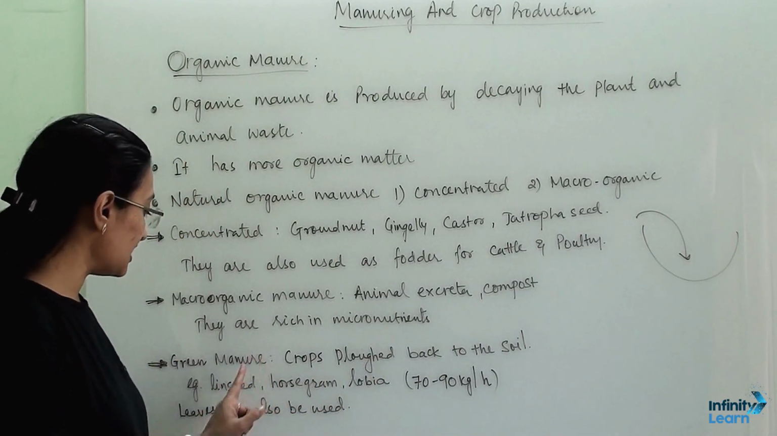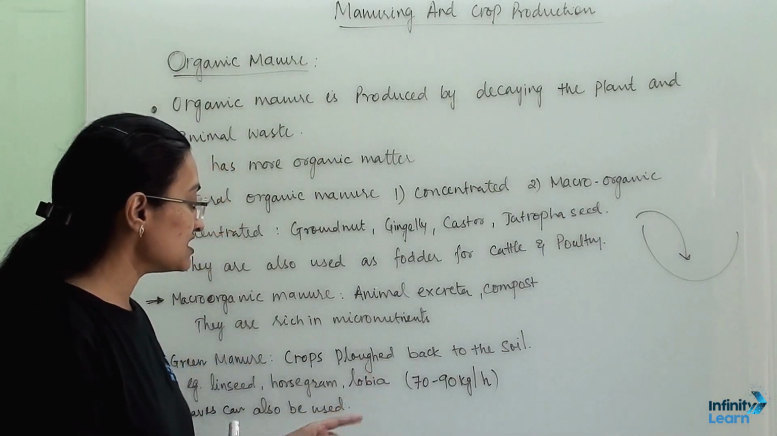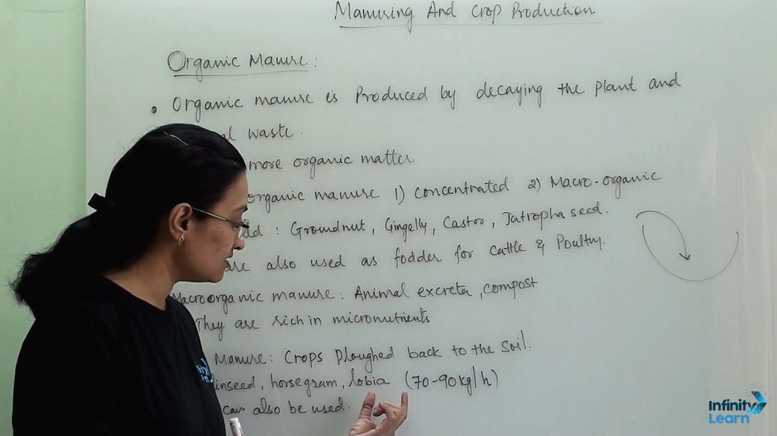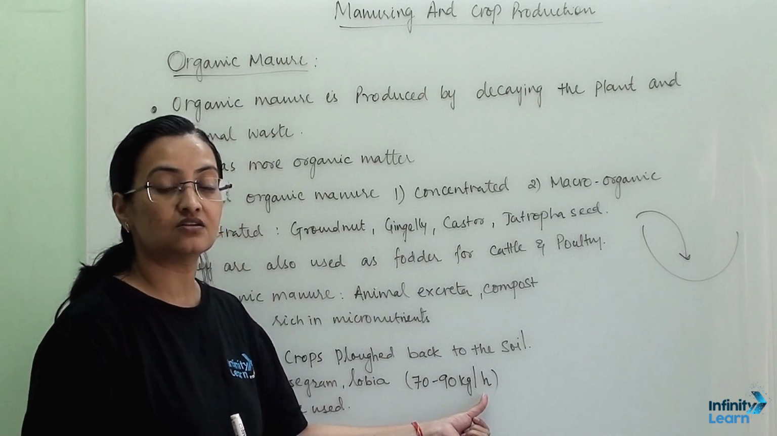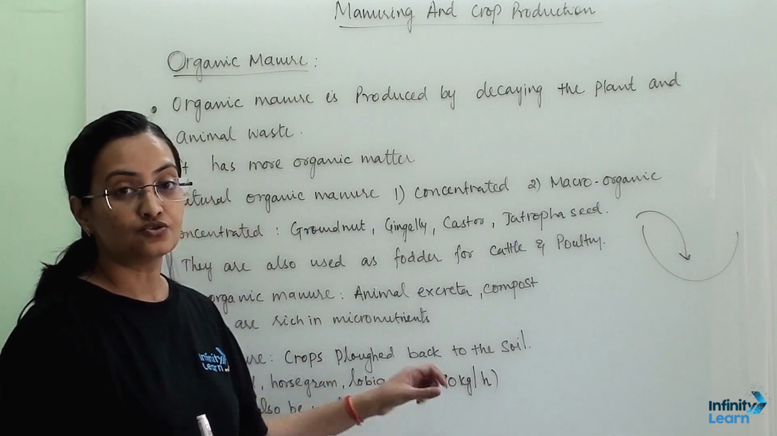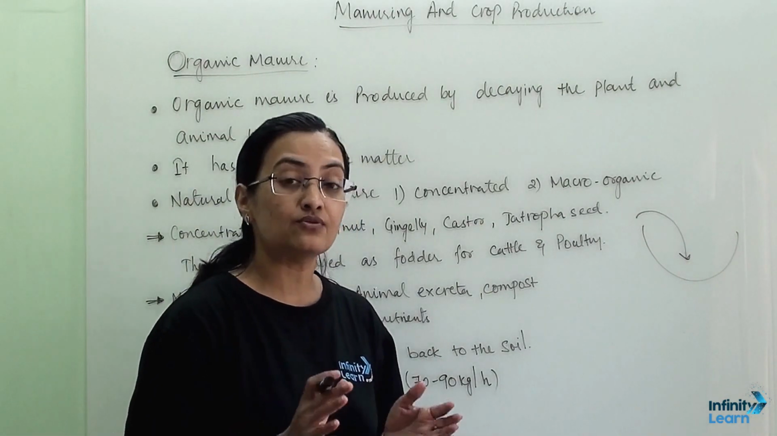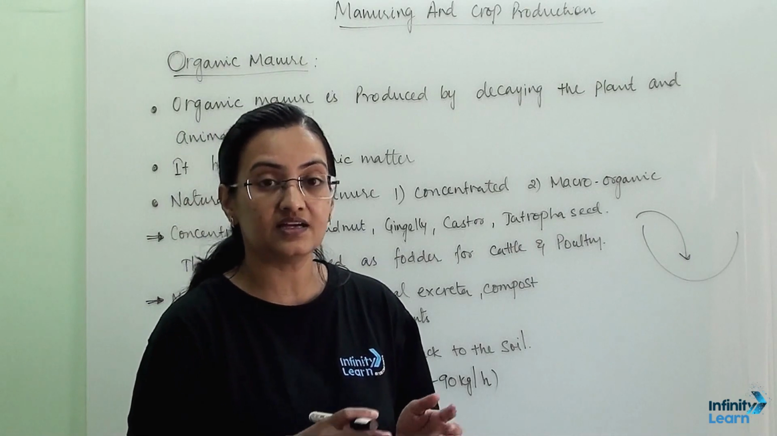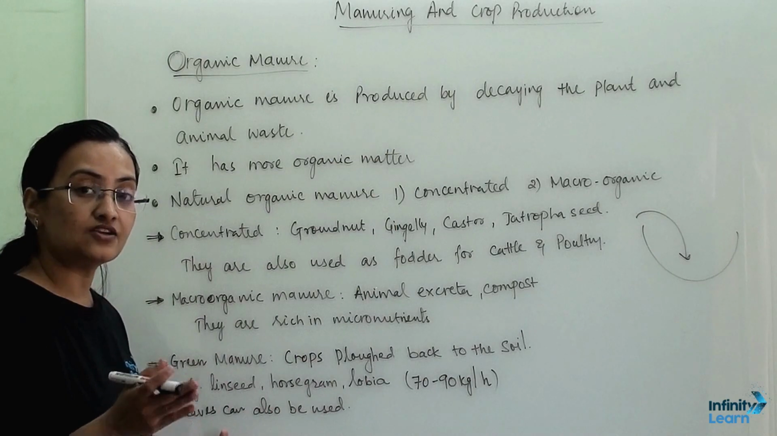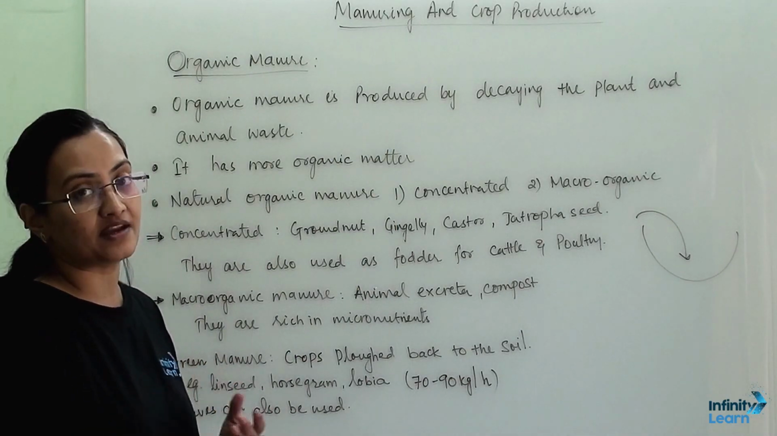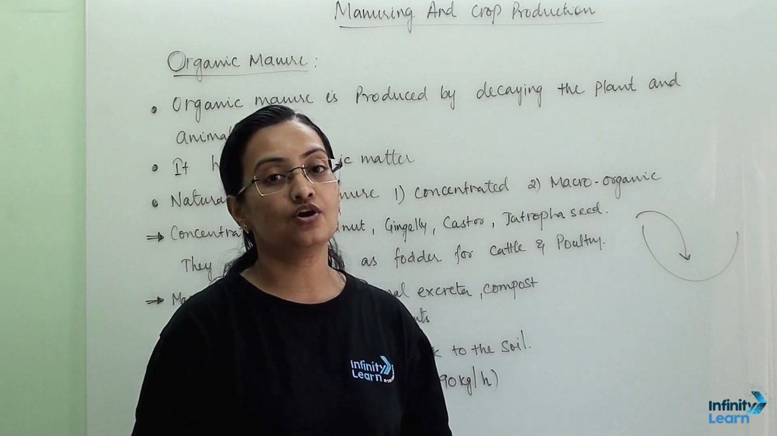Now examples of green manure are linseed, horse gram and lobia. If a farmer follows this green manuring method, it will give 70 to 90 kg per hectare of nitrogen to the soil. So this is a very effective method. Now if farmers do not have time to take a crop and plow it back into the soil, they can use the leaves for green manuring. They can mix the leaves along with the soil and that will serve the purpose of green manuring.